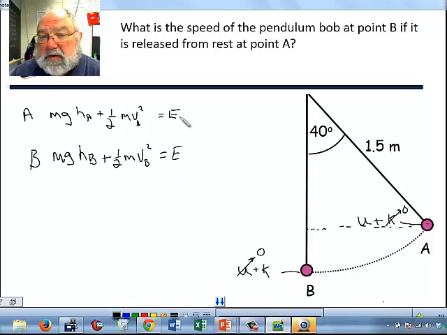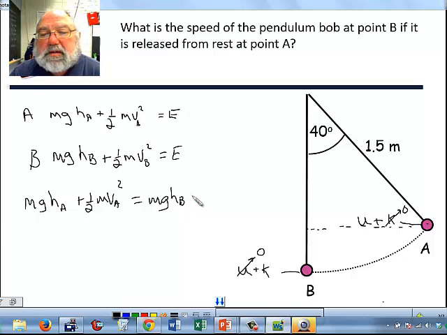Now, since they're both equal to E, that means that the energy at A is equal to the energy at B. So we have m g h_A plus 1/2 m v_A squared is equal to m g h_B plus 1/2 m v_B squared. Those are equal to each other. Well, at A, we said that the velocity was 0. It's momentarily at rest. So I'm going to notate that. And at B, we said that the height was 0.